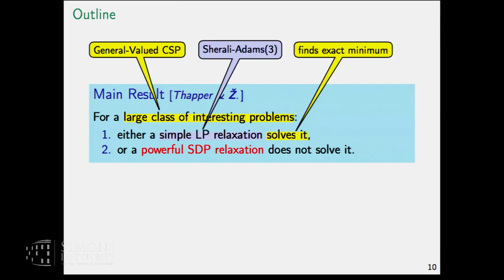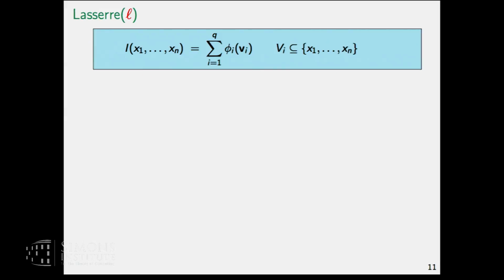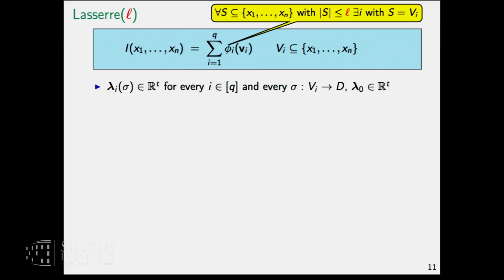Now, what do I mean by the powerful SDP relaxation? This is the Lasserre relaxation. The Lasserre relaxation of semi-definite programs is a strengthening of the Sherali-Adams hierarchy, where you replace the lambdas, which previously were just numbers between 0 and 1, by vectors from some finite dimensional vector space, say from R to the T. And you also have one more extra variable, lambda sub 0. So they are now in bold because they should be vectors.